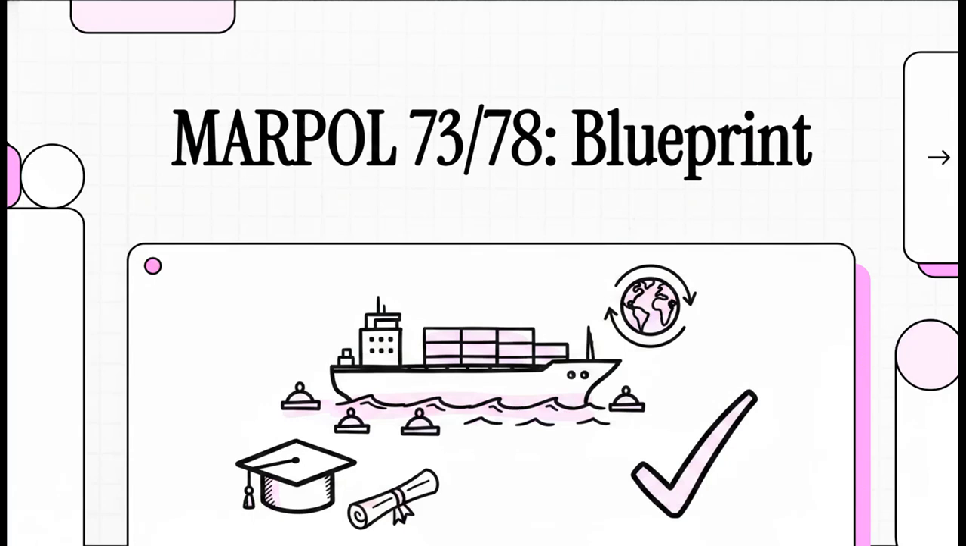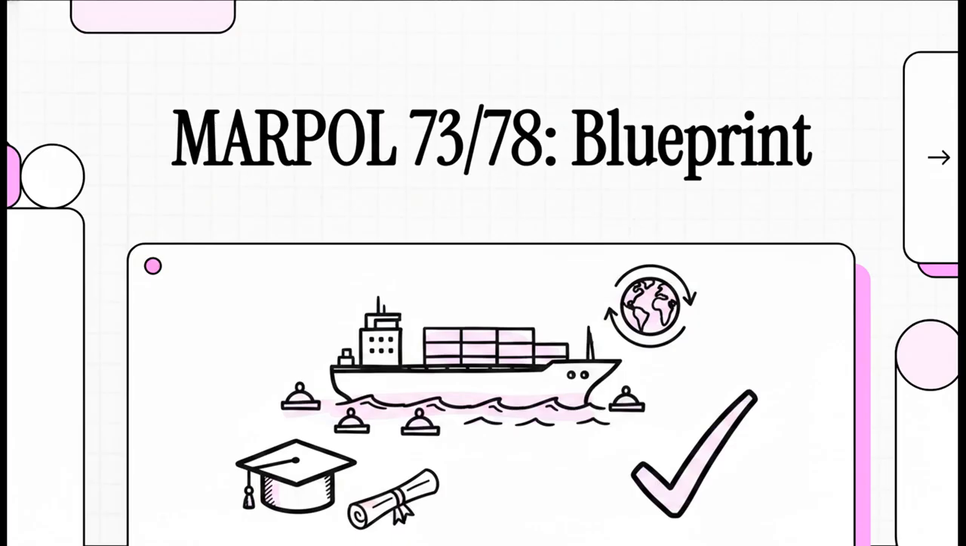All right, let's dive right into this explainer. If you're gearing up for your MEO Class 2 exam, or honestly, even if you're just about to step onto a vessel as a marine engineer officer, what we're looking at today is your ultimate, highly structured blueprint. We're talking about MARPOL 73/78.